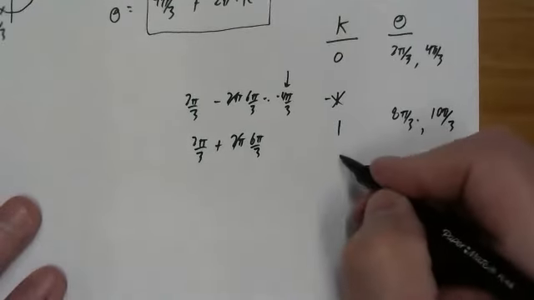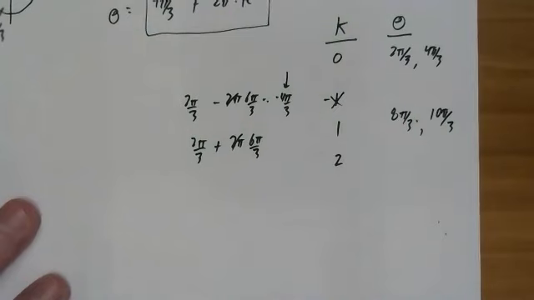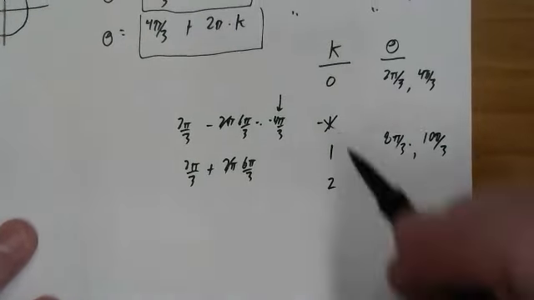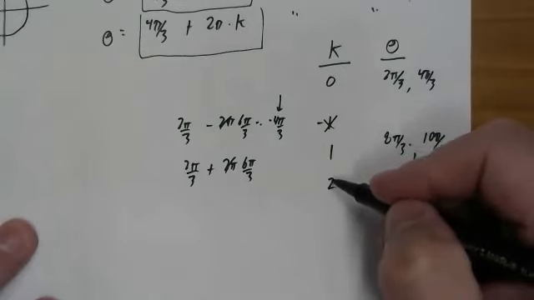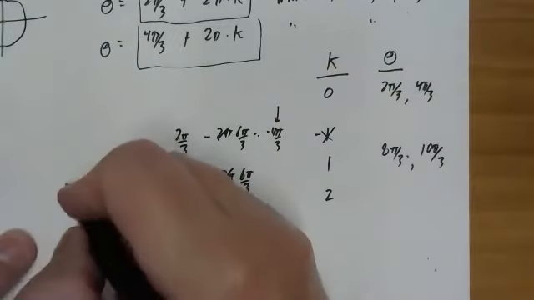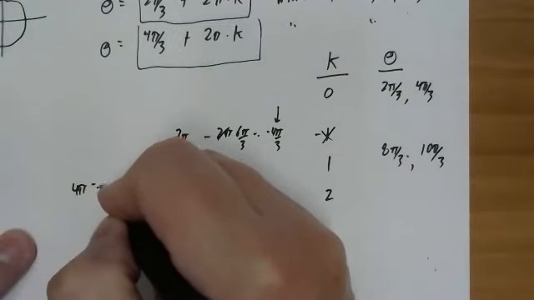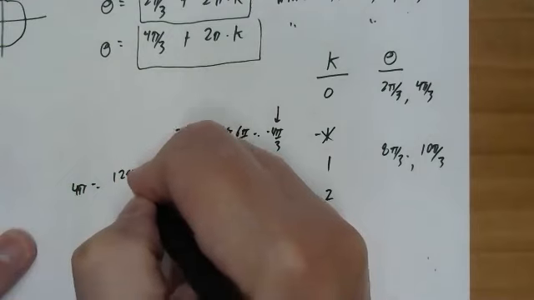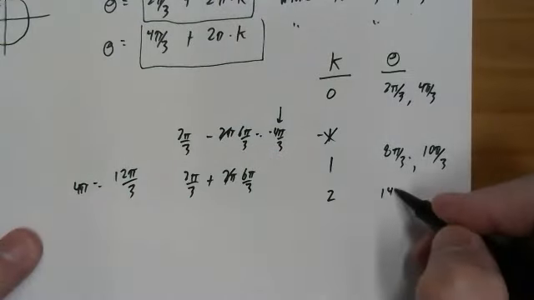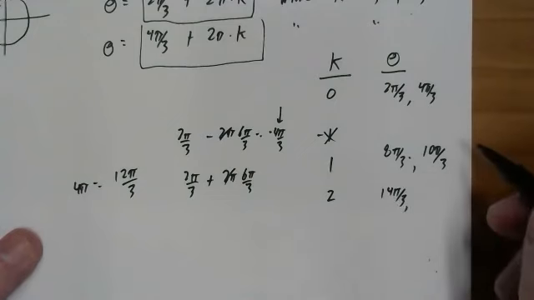I need two more solutions, so I just keep increasing my counter, k. K is called like a counter. So now I put in 2 for k, and in my first equation, it's 2 pi over 3 plus 4 pi. Well, 4 pi is really 12 pi over 3. So I get 14 pi over 3.